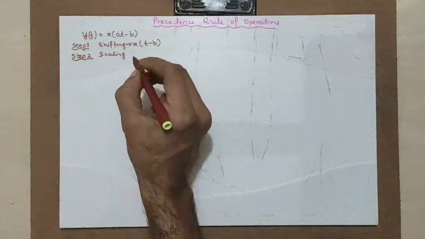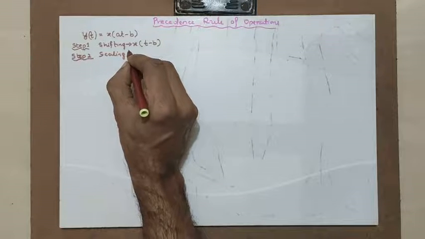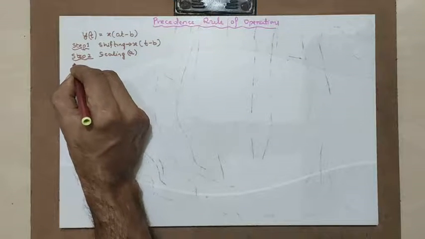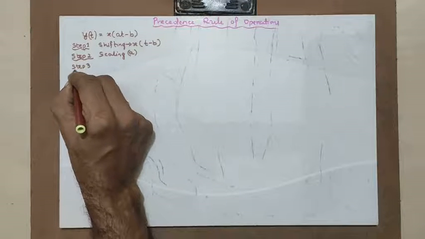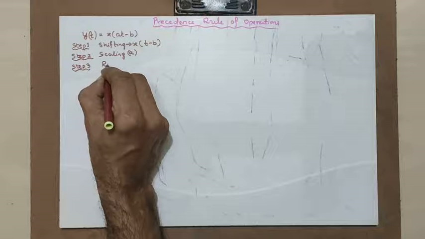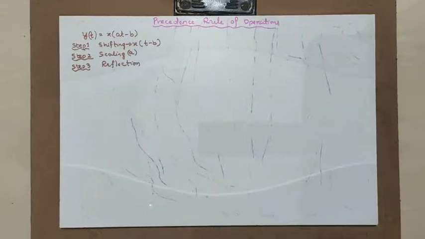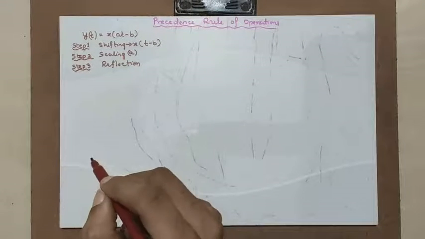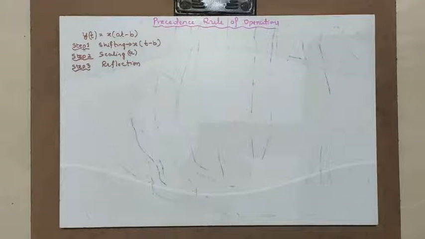The meaning of scaling is whatever step 1 waveform you are having, on that you have to work with scaling with a factor of a. The last step is not there in this, but anyway, last step 3 is reflection. You have to do reflection. That's the order of operation which you have to do. Whatever theory I just told you is very easily understandable if you are solving an example.